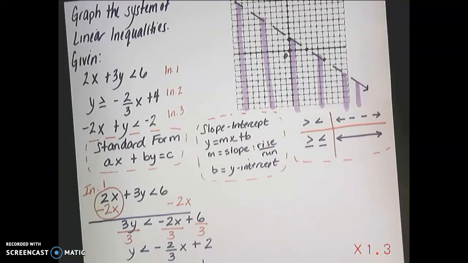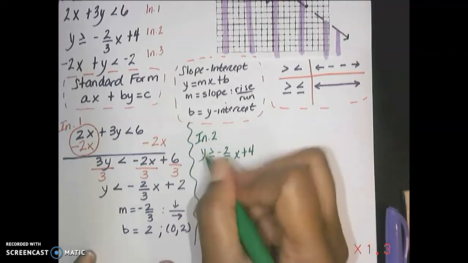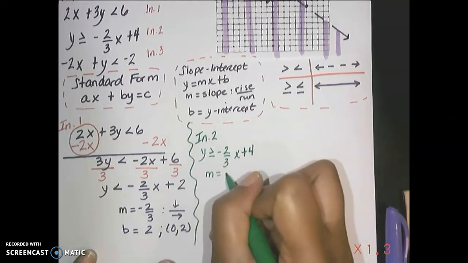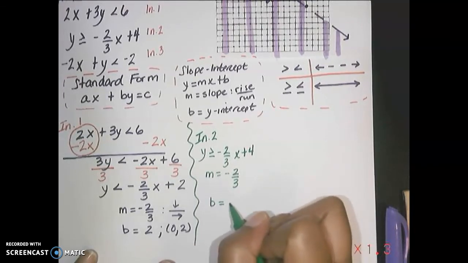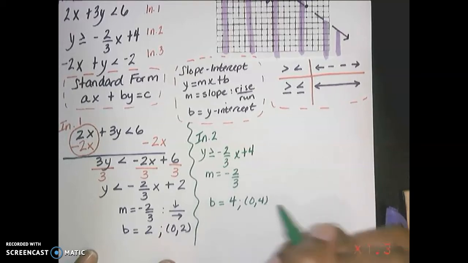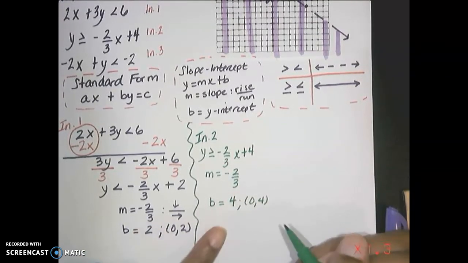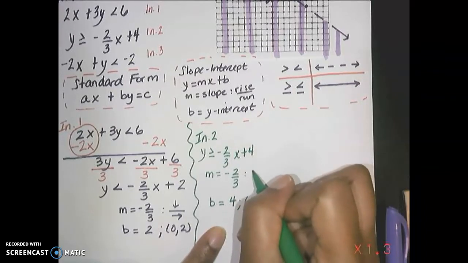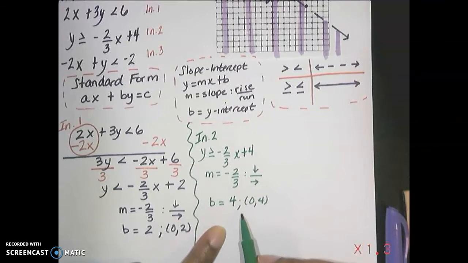Now, give me a second to set up inequality number 2. Inequality number 2, not that bad. It's in slope-intercept form, so we should be able to very easily identify our slope, a negative 2/3, and our y-intercept, which is 4, meaning we'll have a point at (0, 4). So our slope is the same as inequality number 1, and we should be going down 2 and to the right 3 from our intercept.